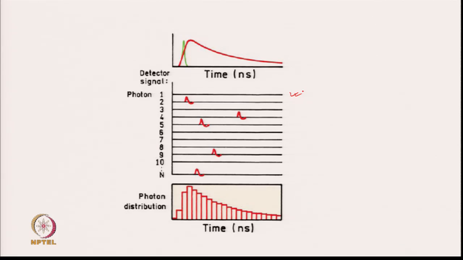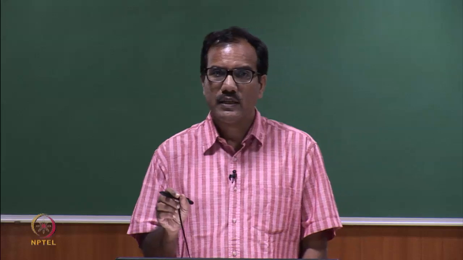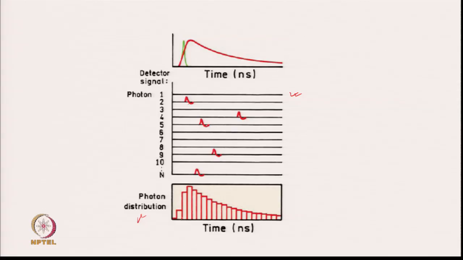So, what will happen is that in the first cycle I did not see a photon, in the second cycle I did see one at this time in nanoseconds, third I did not see, fourth I did see at this point, fifth I did see at this point, in ninth I did see at this point, and in n-th I see at this point. Now, what I will do is look at the photon distribution between a small gap of time. So, what you will get is this kind of profile.